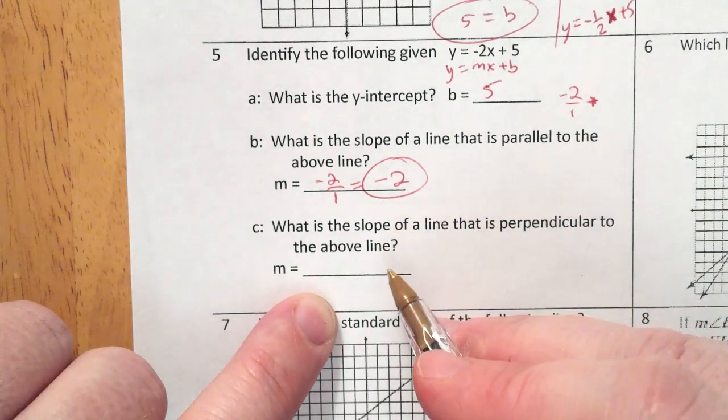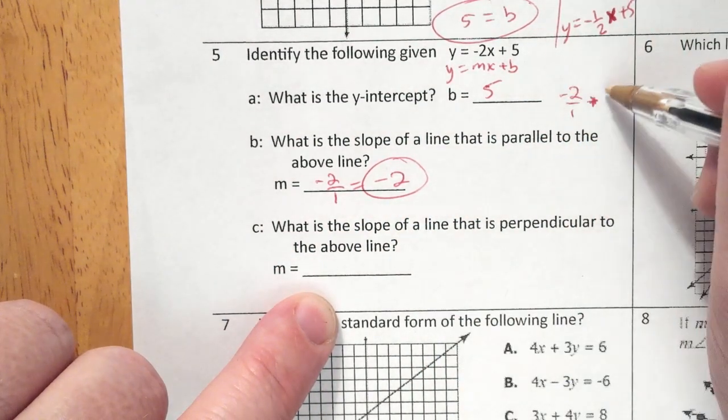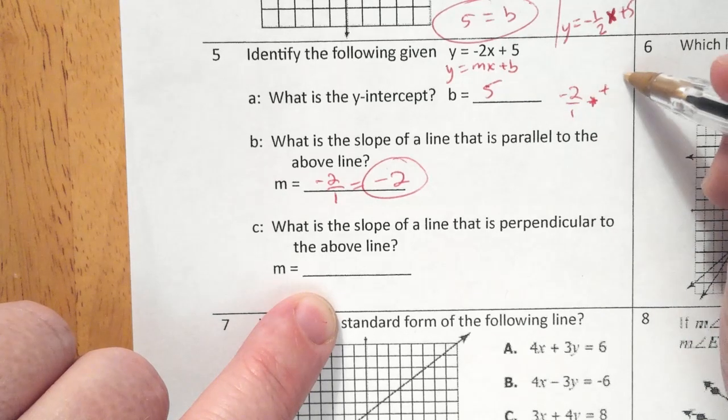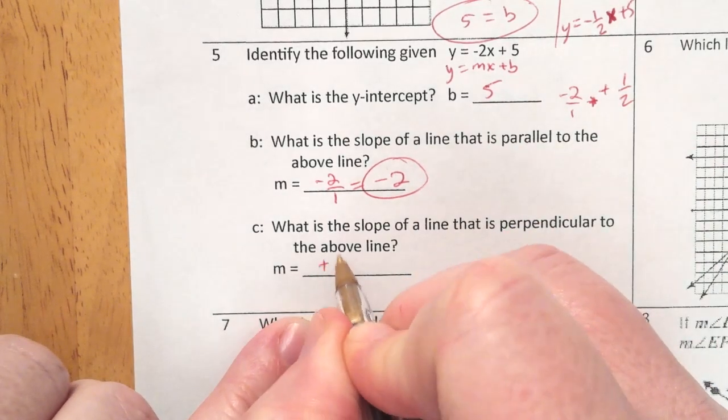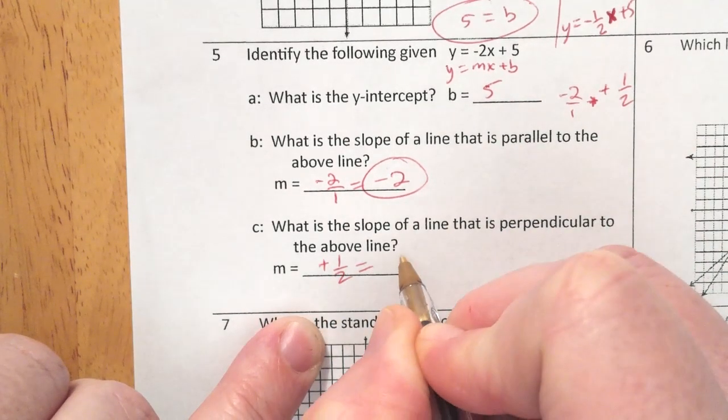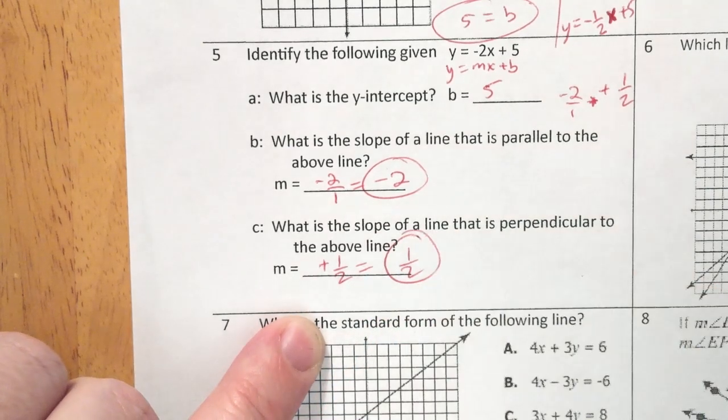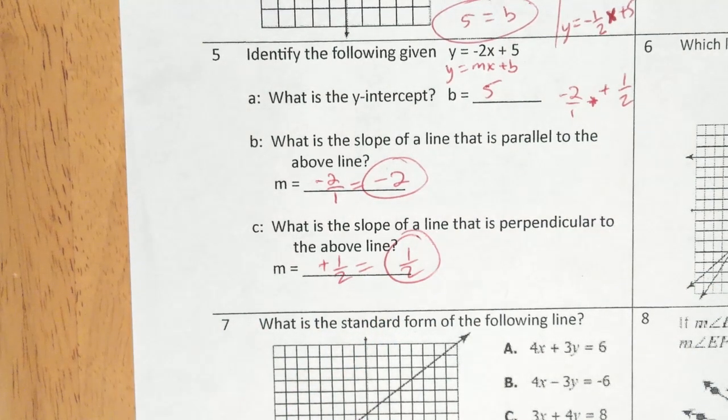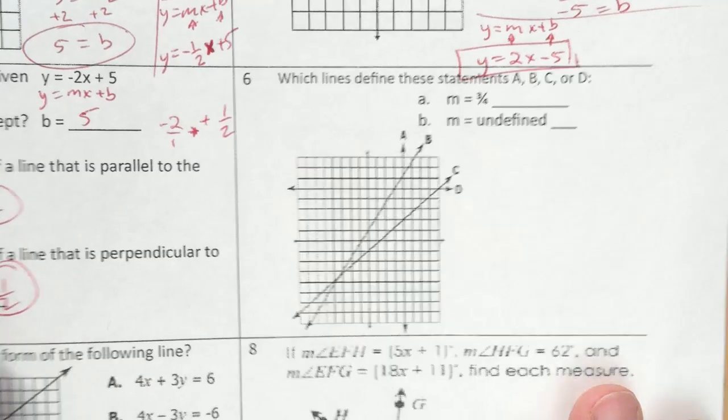What would be your perpendicular slope? Well, you have to flip the sign, so that's a positive. You have to flip the fraction, so it's 1/2. So it's positive 1/2, and the better way to write that is just 1/2, because the positive is not doing anything. And that is the answer to number 5. All right, number 6.